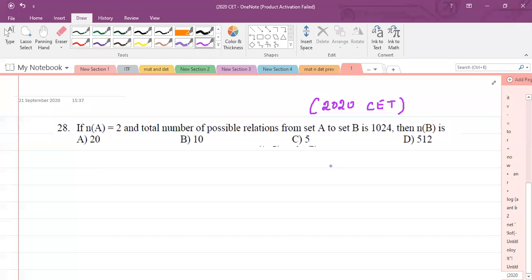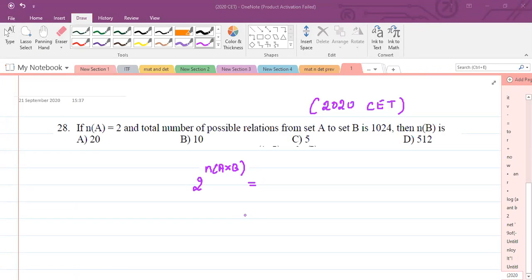So it's a problem of 2020 CET. If n of A is equal to 2 and the total number of possible relations from A to B is 1024, then n of B is equal to what? We have a formula: 2 raised to n of A cross B is equal to the number of relations from A to B.